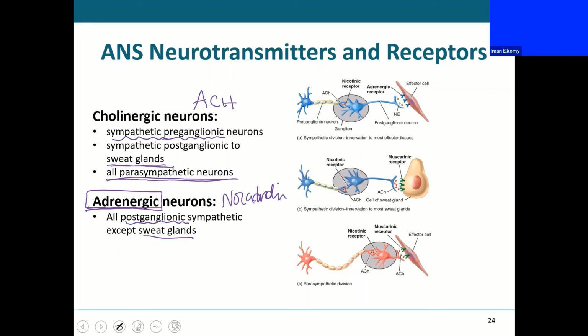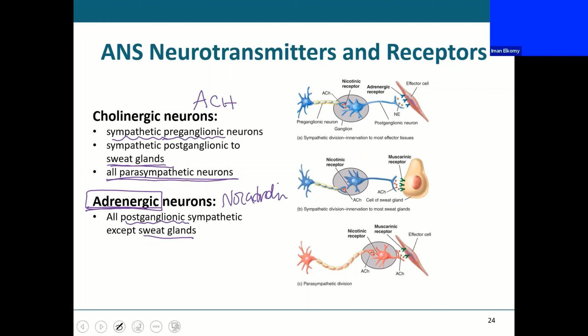Okay, so if we are talking about preganglionic sympathetic and parasympathetic neurons, they are cholinergic. Postganglionic parasympathetic neurons are cholinergic. Postganglionic sympathetic neurons are adrenergic, except for the ones that go to sweat glands, and only certain sweat glands. See how I keep adding more to it? Only certain sweat glands. And those, the ones that go to sweat glands, are with everybody else, the cholinergic.